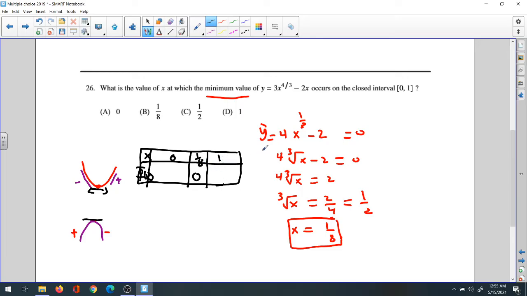So after 1/8, we plug in 1. The cube root of 1 is 1, times 4 is 4, minus 2 is 2. 2 is positive, so it will be positive here. And if you plug in 0, the cube root of 0 is 0, times 4 is 0, minus 2 is negative 2. It will be negative. So you could say that the slope before it is negative, the slope after it is positive. So 1/8 is the minimum value here, and the answer is B. That's question 26.